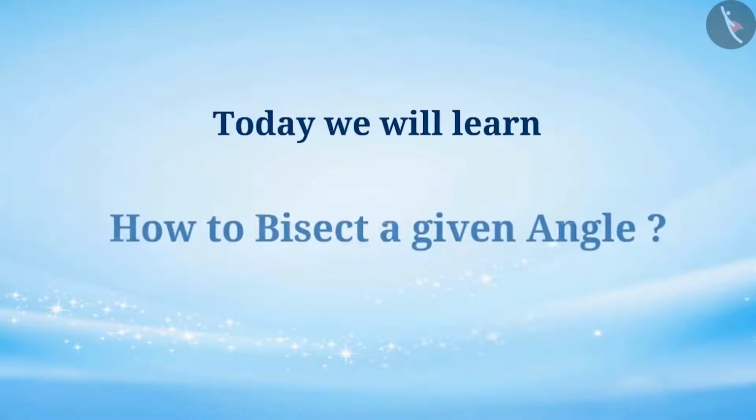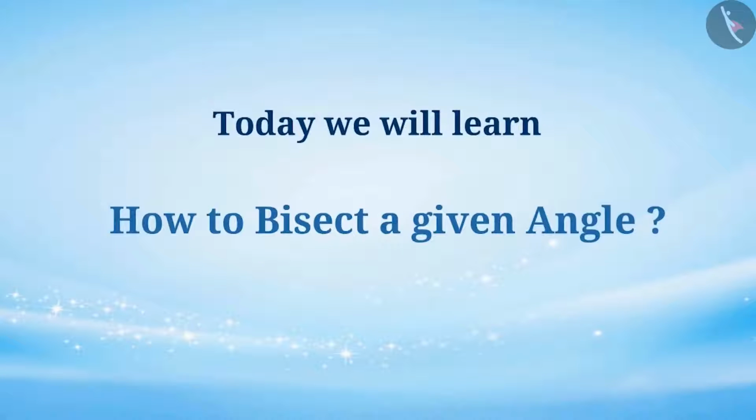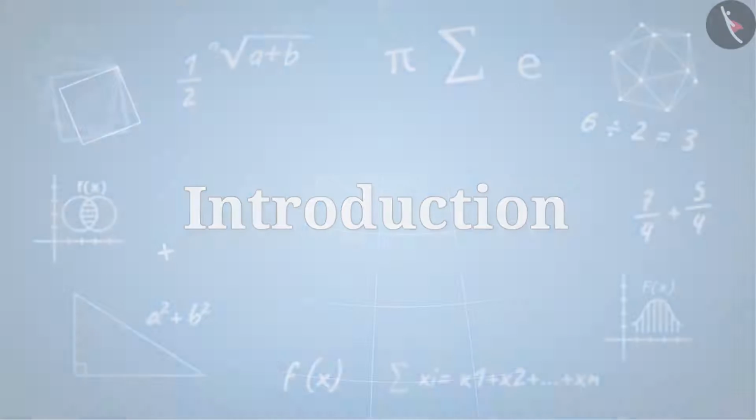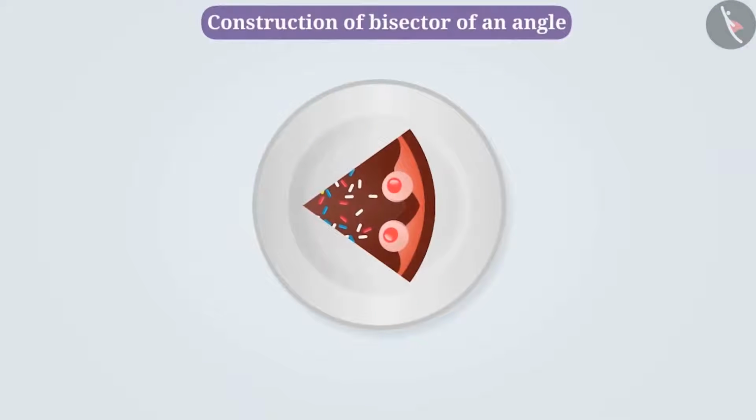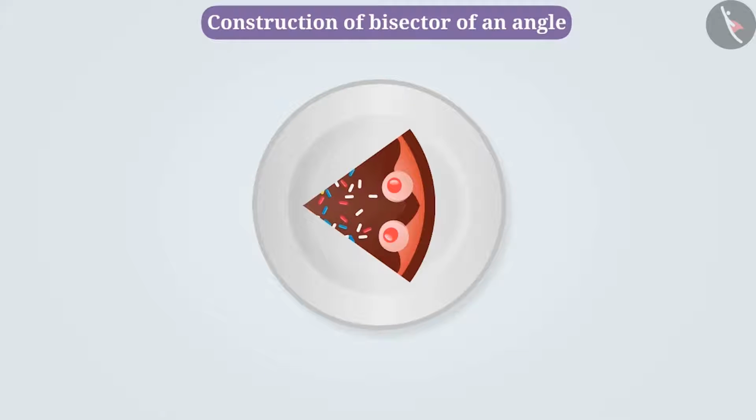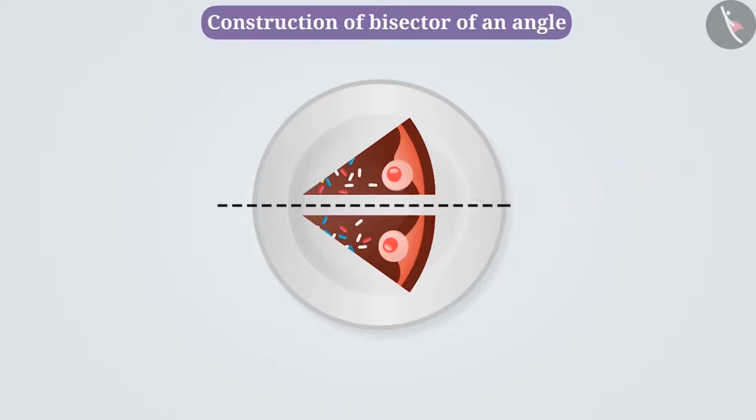Today we will learn how to bisect a given angle. We have a piece of cake here. Just think, how will we divide it into two equal parts? Think for a while. You are absolutely right. We will cut this piece in such a way and divide it into two equal parts.